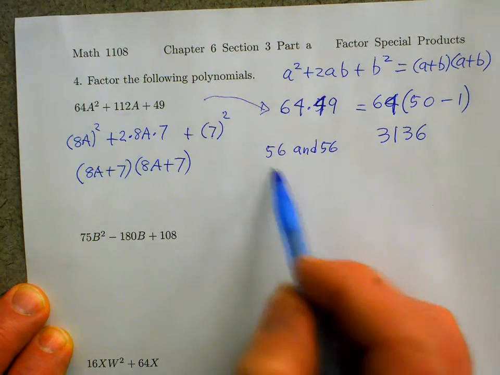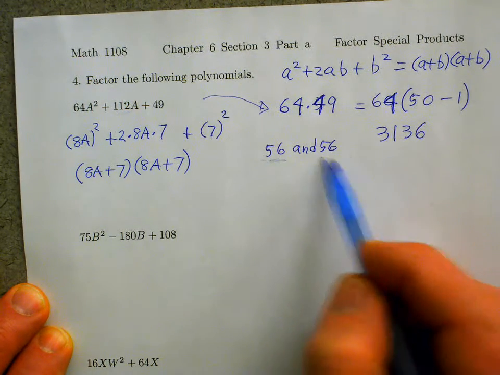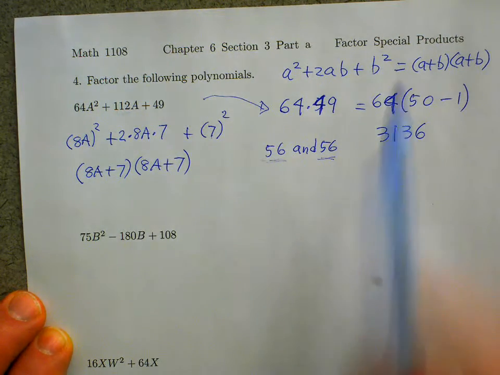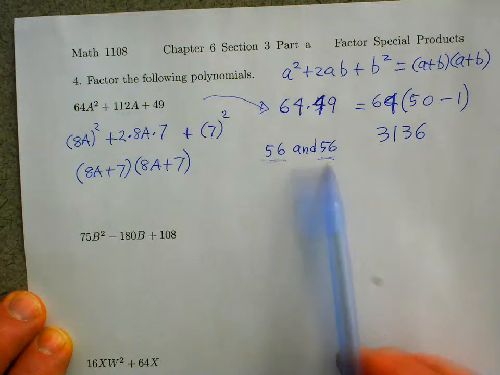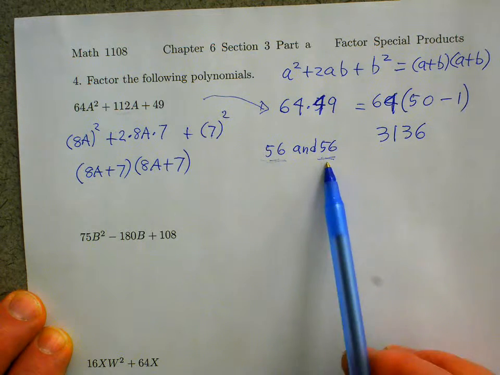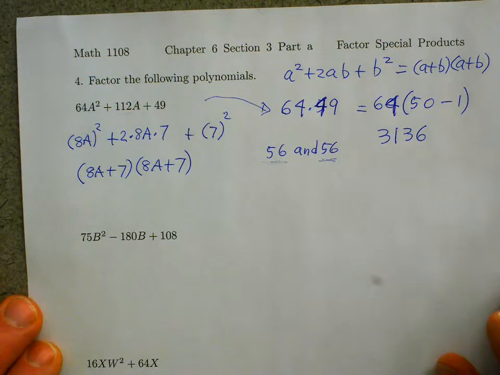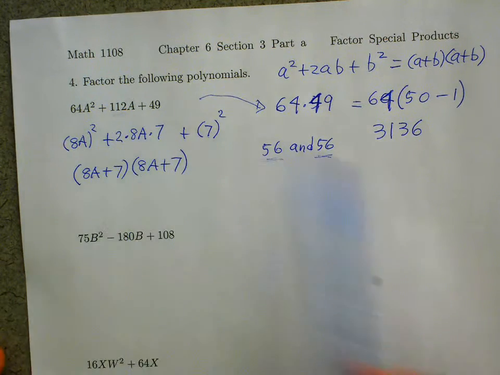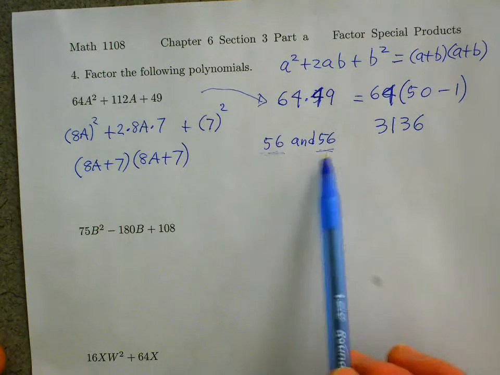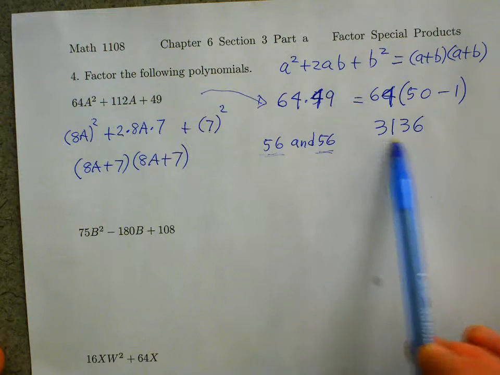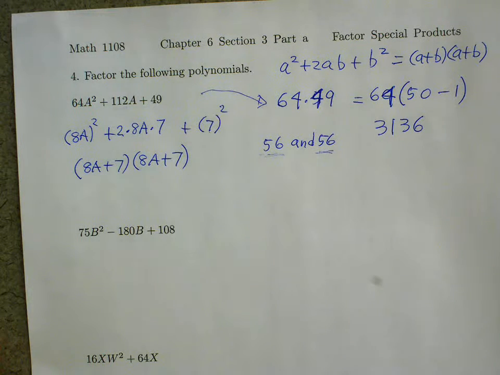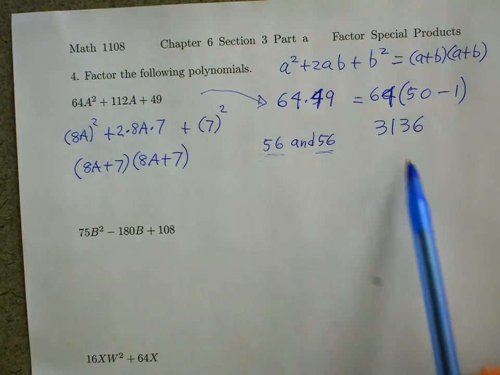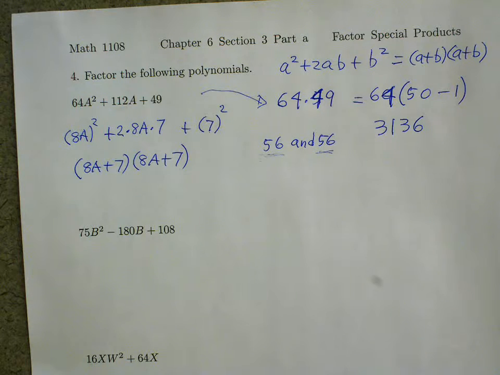Remember, if it's a perfect square trinomial, when using the AC method, the two numbers that you're looking for are always going to be the same. So you can verify 56 plus 56 is 112, and 56 times 56 is 3,136. So the numbers are large, but you could still use the AC method. That's the point.